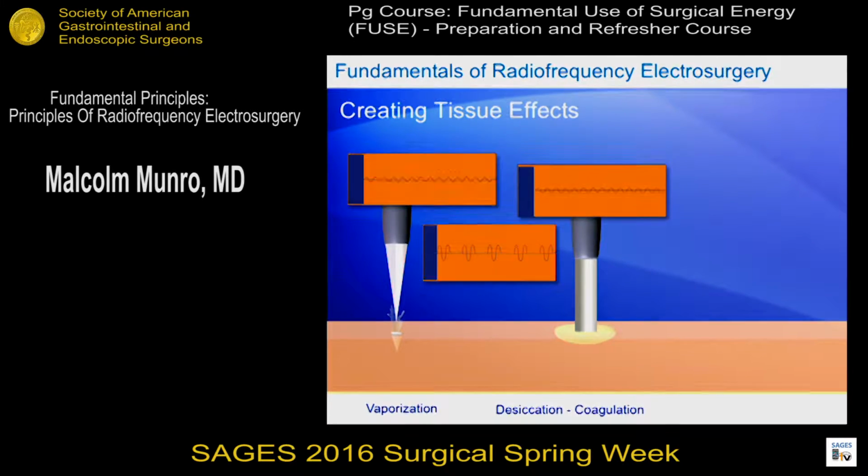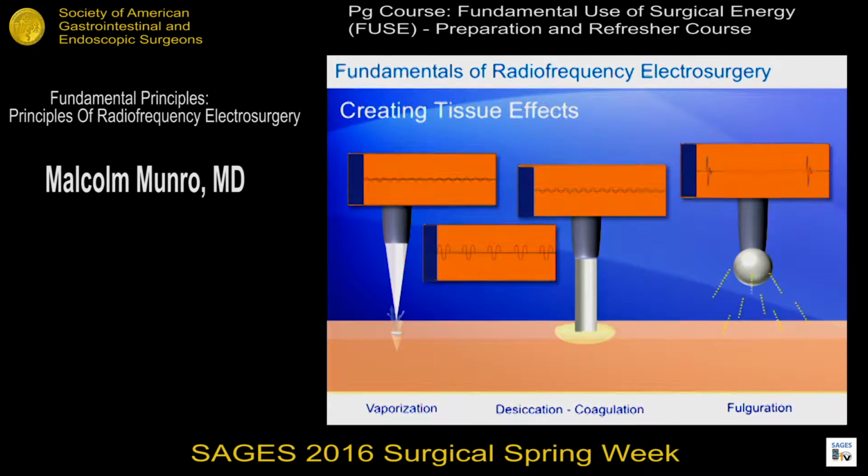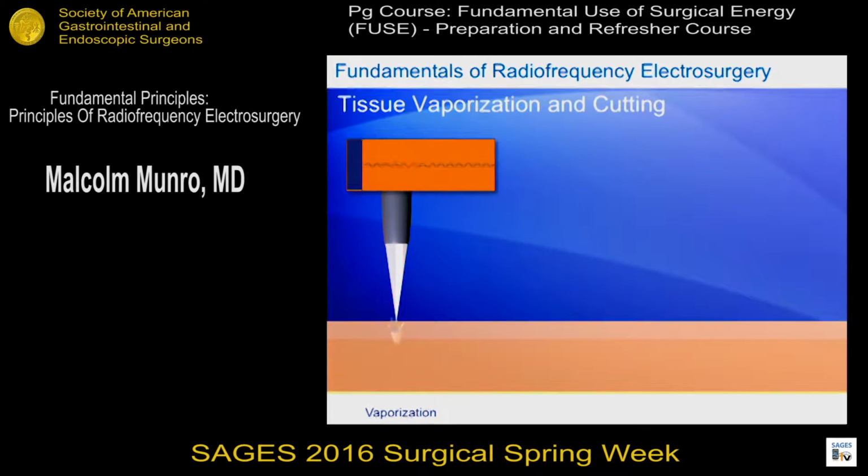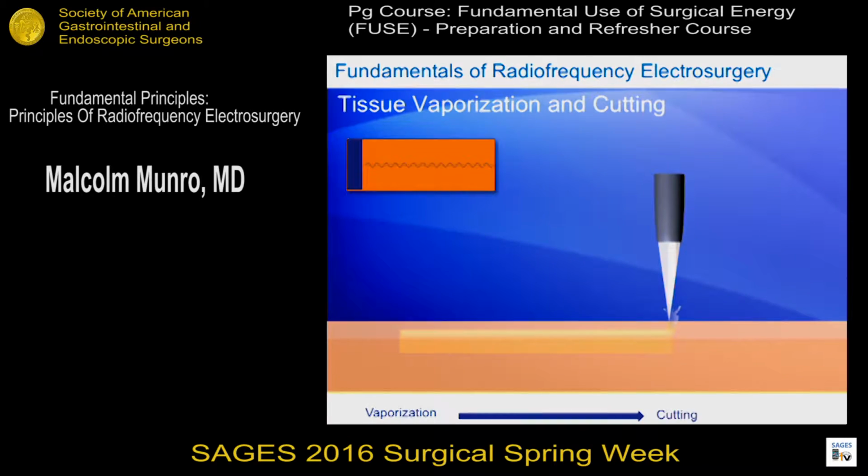And you can do the same thing with the so-called blended outputs. This output, this high voltage output, is designed for fulguration. It's superficial desiccation. So really for cutting and vaporization, we're not in contact. For desiccation, coagulation, we are in contact. And for fulguration, we're probably best not in contact. So cutting, as we said, is linear vaporization. So you start, you vaporize, and then you extend that. That's what you're doing when you're cutting.